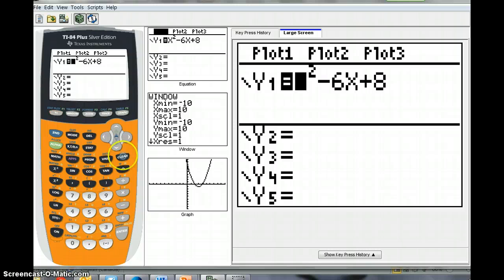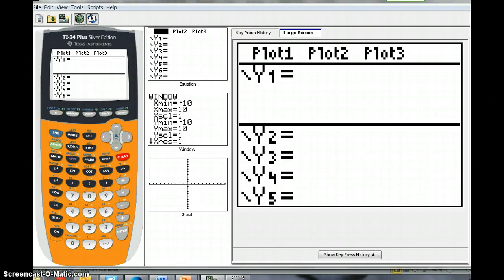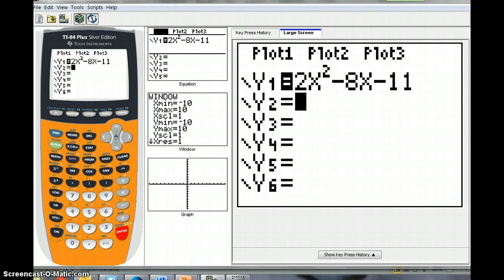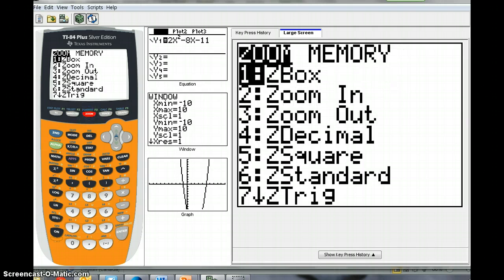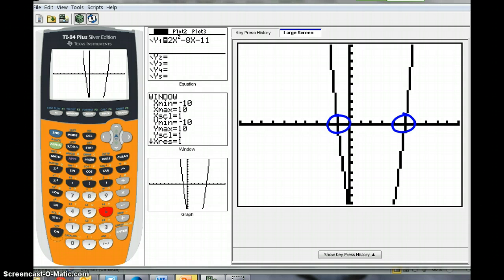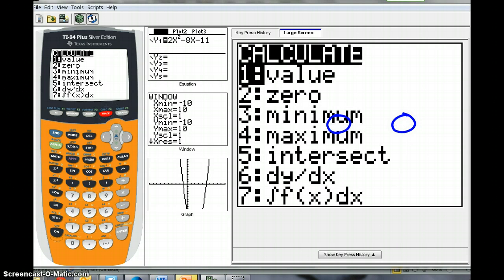You can now clear the previous equation you had in there and type in the one we're now looking for. y equals 2x squared minus 8x minus 11. Again, we're going to go zoom 6, our standard viewing window, and hopefully our x-intercepts will show up. Great, they do. So we're looking for these two x-intercepts. How do we find those? We go second function, calculate. Number 2 is the zero.